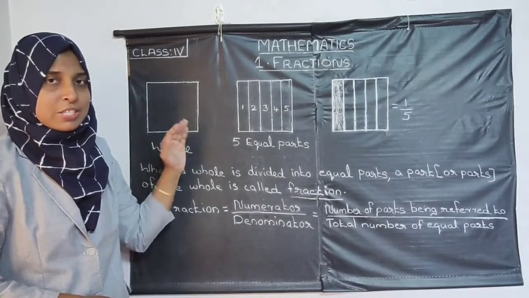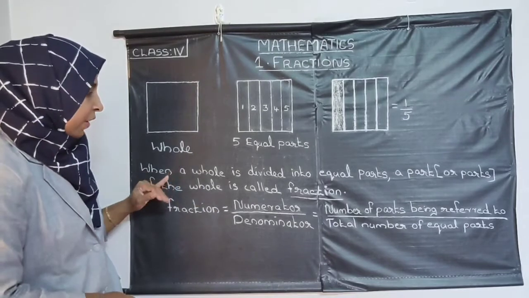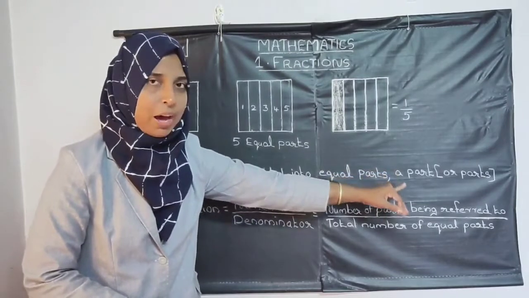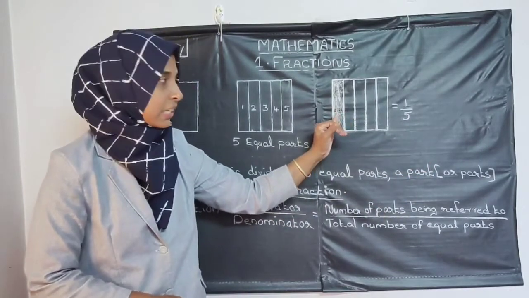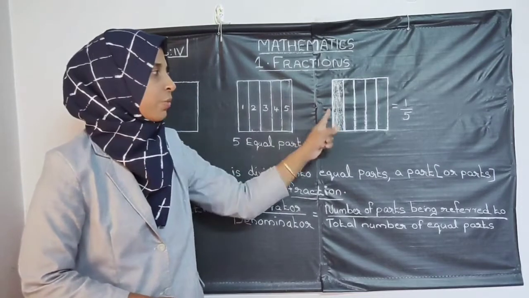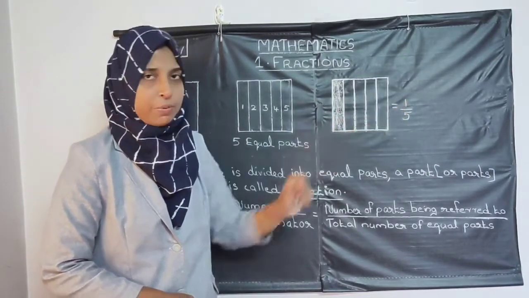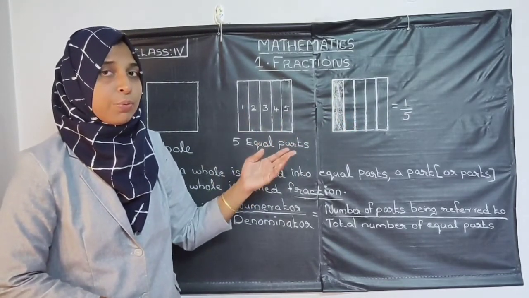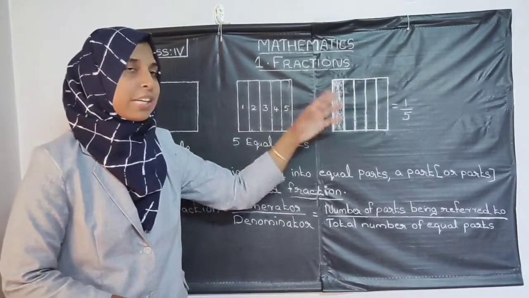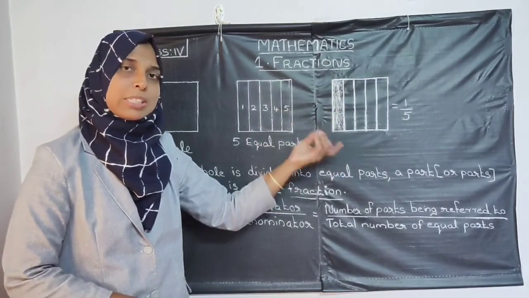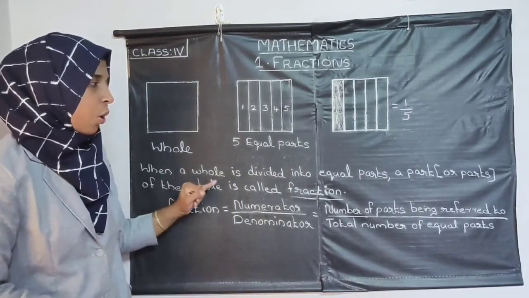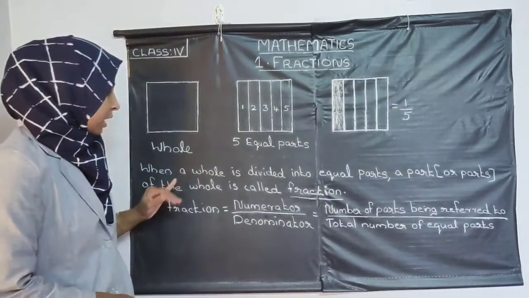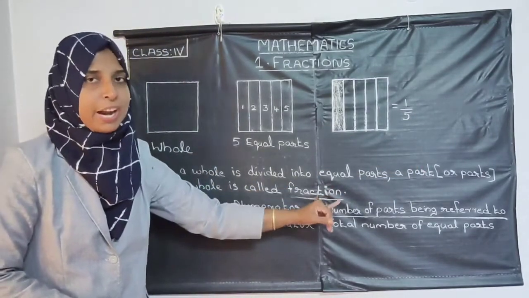Understood, children? So, what is a fraction? When a whole is divided into equal parts, a part or parts. Here we have shaded only one part, so we can write the fraction as 1 by 5. If we shaded two parts, it is equal to the fraction 2 by 5. If we have shaded 3 parts, it is equal to the fraction 3 by 5. So, when a whole is divided into equal parts, a part or parts of the whole is called a fraction.